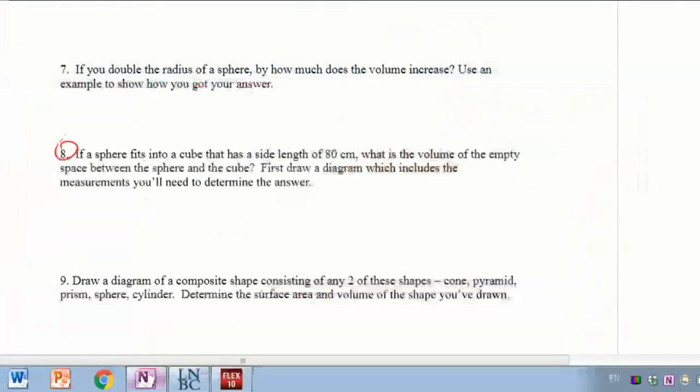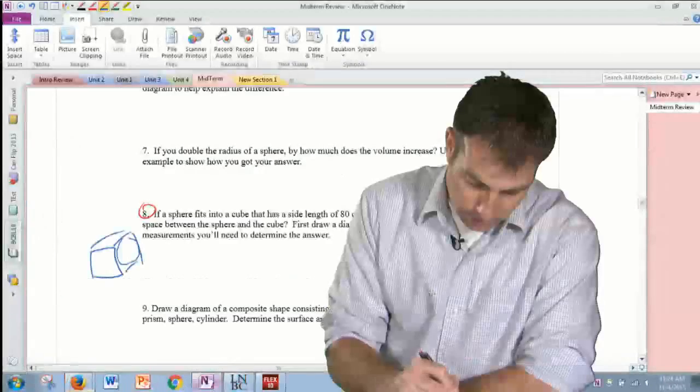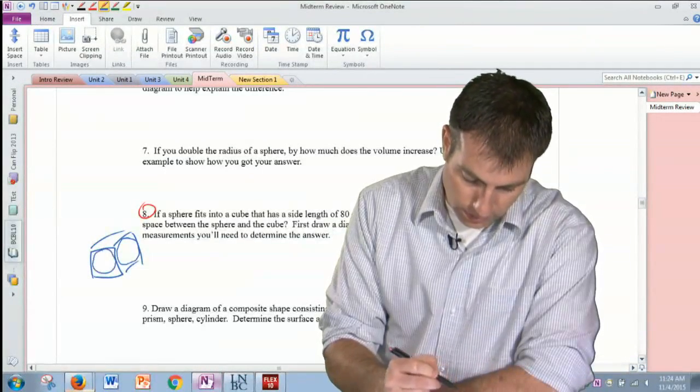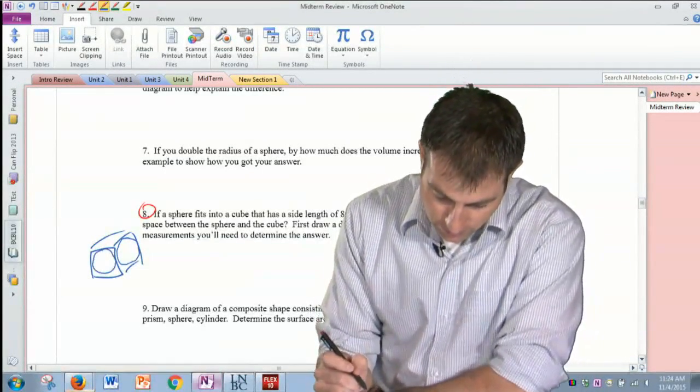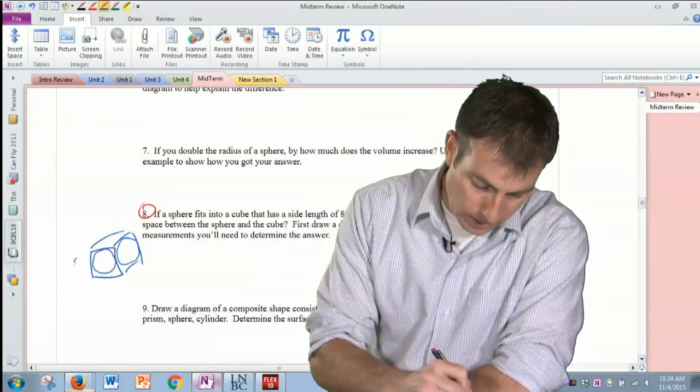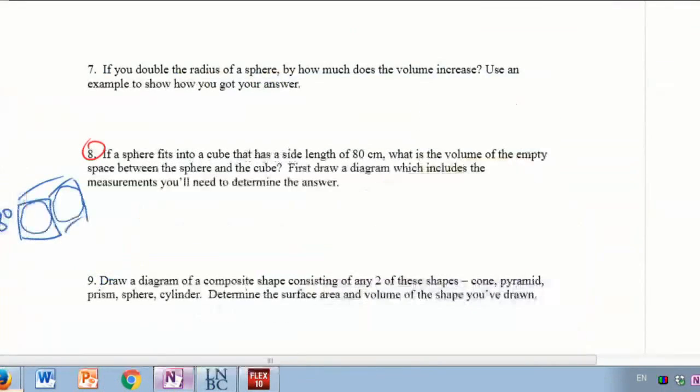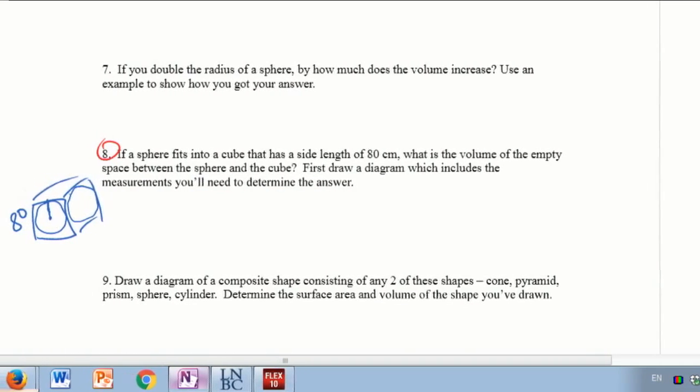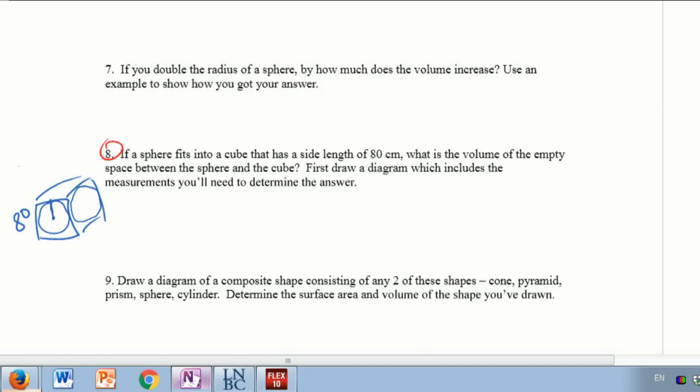If a sphere fits into a cube that has a side length of 80, what is the volume of the empty space? Oh, you had to pick a long one for me to do. All right, so we have a cube, and we have a sphere inside it, which is going to be difficult for me to draw, so I'm just going to represent it as a circle. The cube has a side length of 80. So if this is 80, the radius of my sphere is going to be 40.